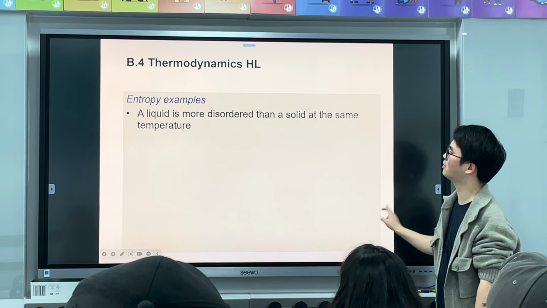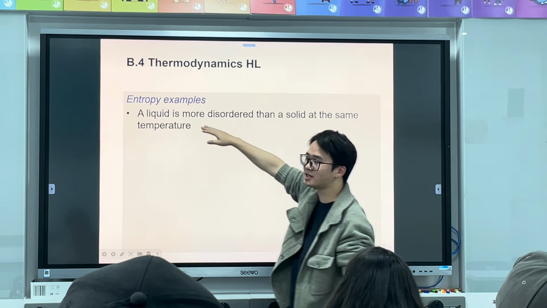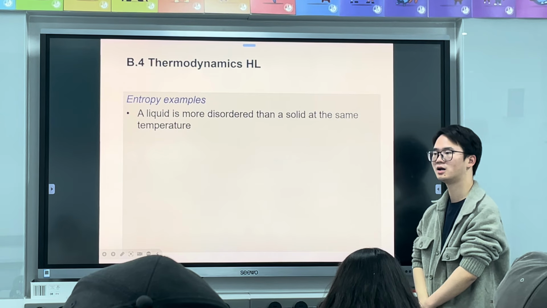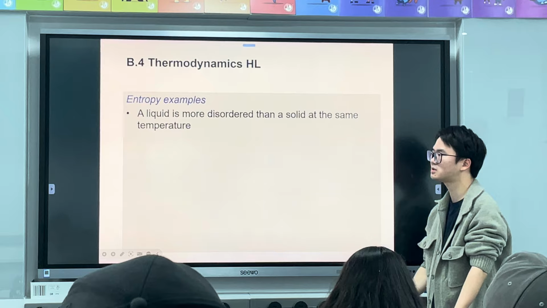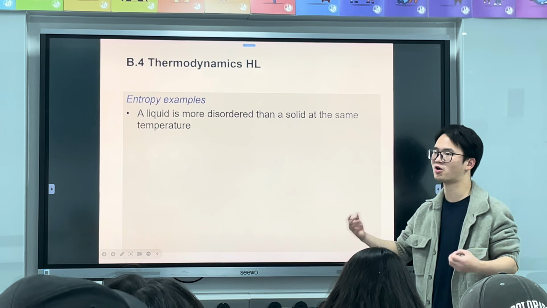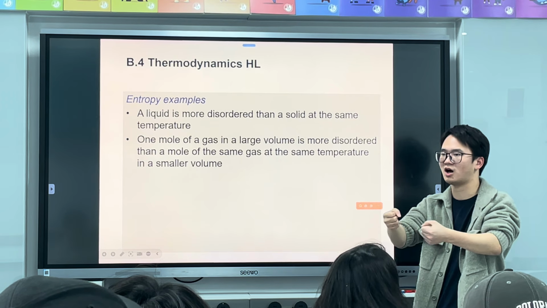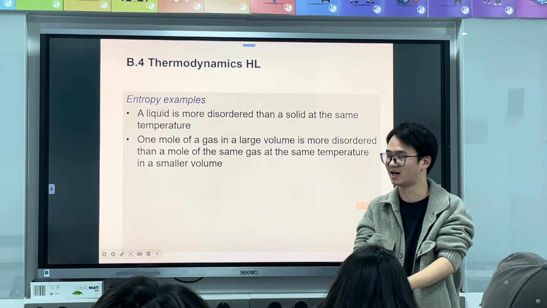Alright, so let's do this here. A liquid is more disordered than a solid at the same temperature. Why is that? More free. Okay, it's more free and it can move with more freedom, right? So it's not like a solid molecule who's being fixed at its position, right?